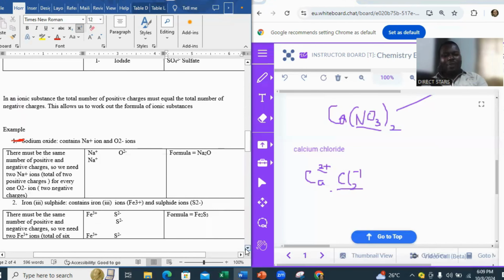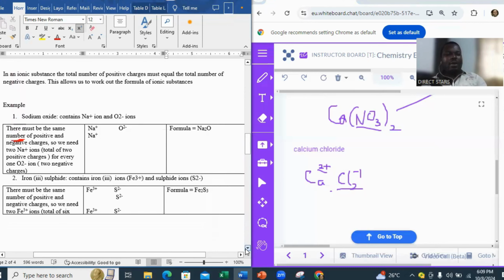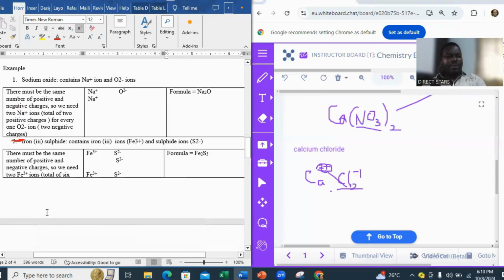We have other examples, as you can see on the screen. Remember, the crisscross method can also be adopted here. This +2 can go to chlorine, and the 1 for chlorine comes to calcium. You still get the formula CaCl2. If you look at the left part of the screen, you see other examples here.